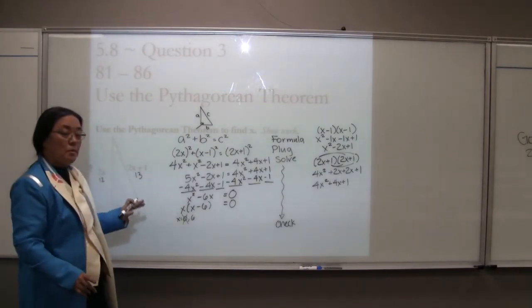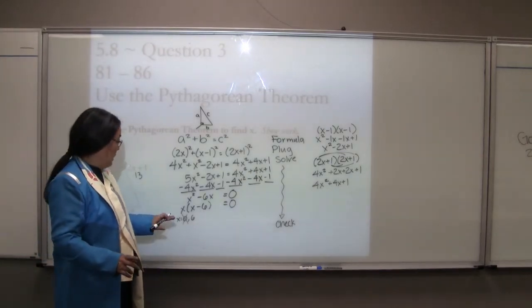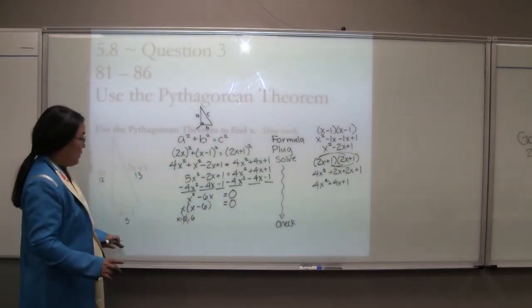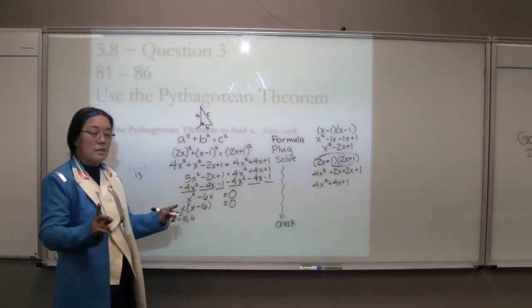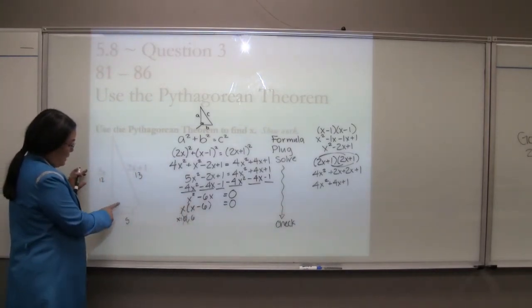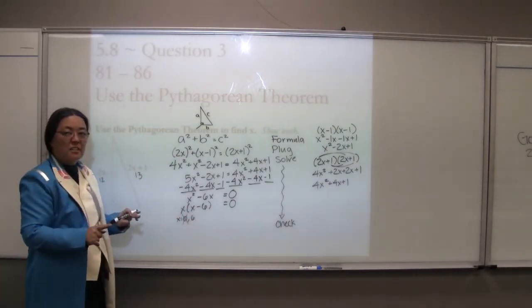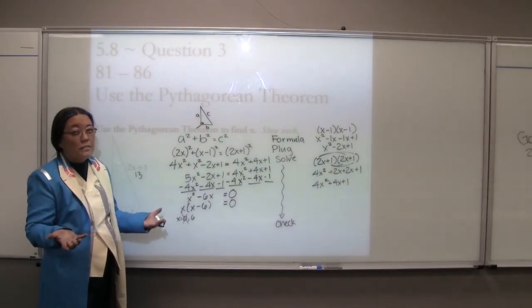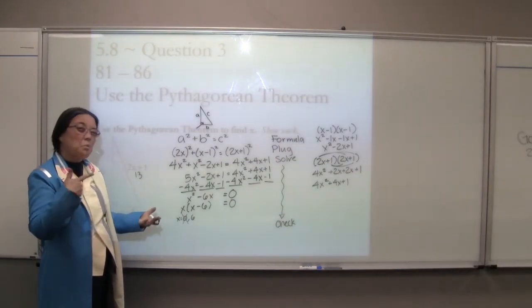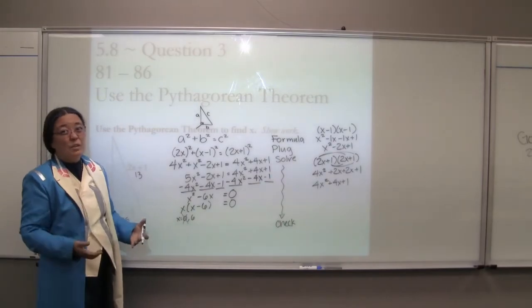Now on some of the problems it does say to label it. And since x would only be referring to one side, you would put units. In this case, because x is not a side all by itself, I would say you don't have to label it. But sometimes the problem says label, in which case I would like you to label it.